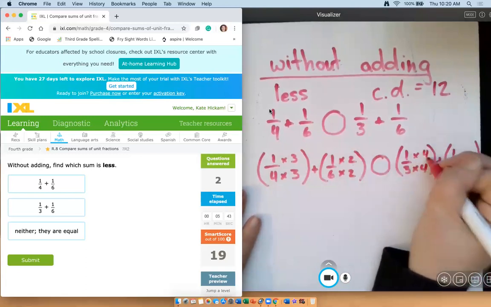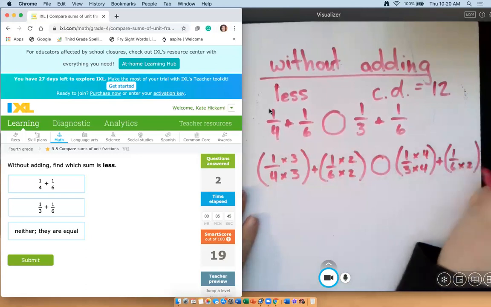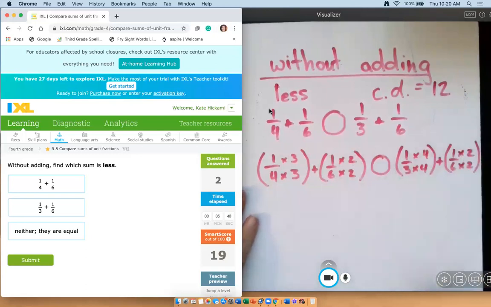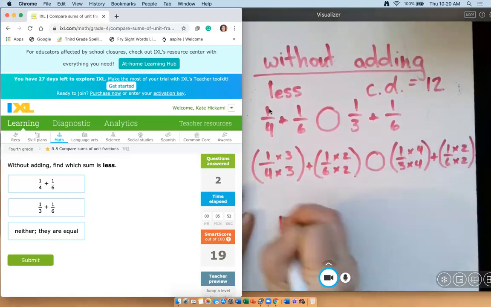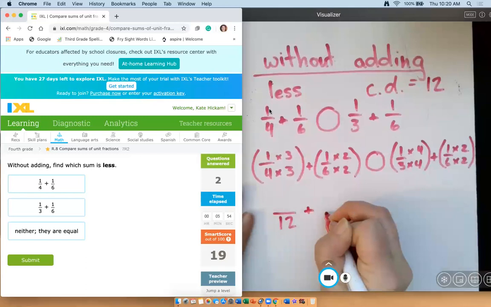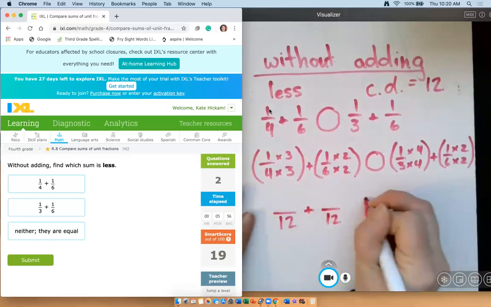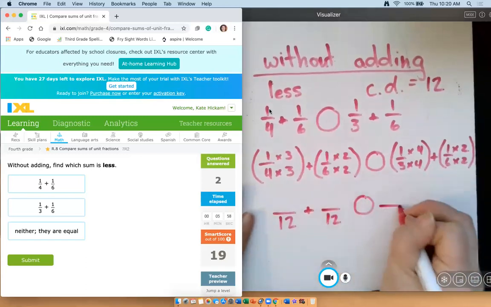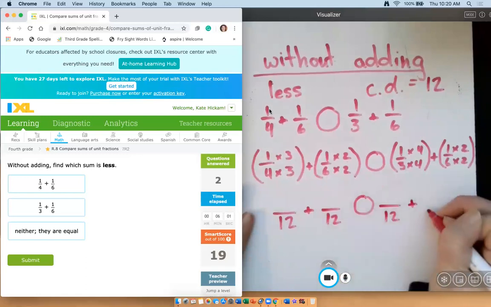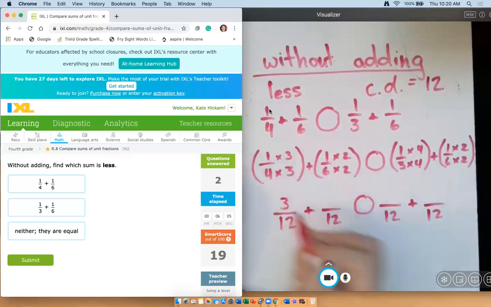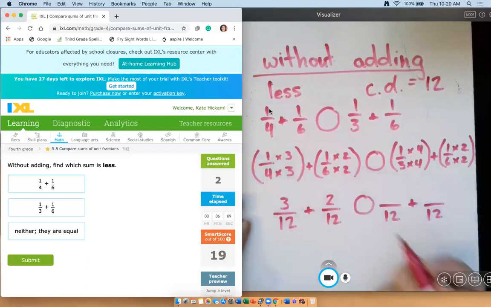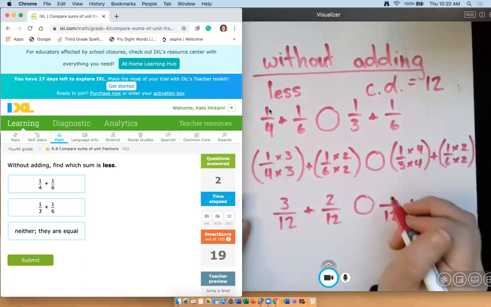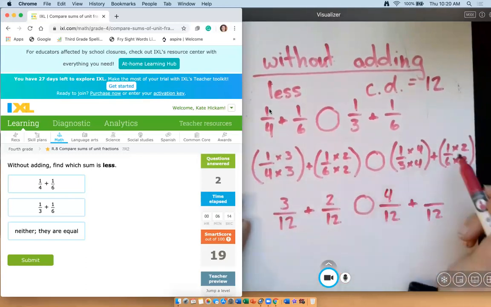And 6 times 2, whatever I do to the bottom, I do to the top. I know that my denominator is going to be 12, so I'm going to have something 12ths, something 12ths, with my comparison bubble between them. So 1 times 3 is 3. That gives me my first numerator. 1 times 2 is 2. That gives me my second numerator. 1 times 4 is 4. And 1 times 2 is 2.